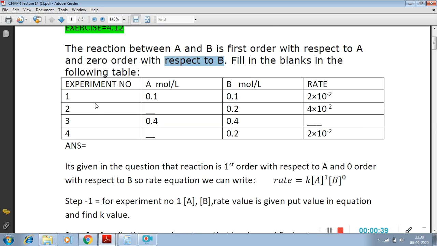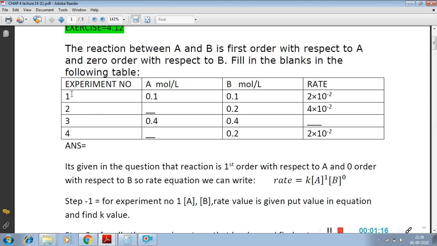Okay, so here our reaction is first order with respect to compound A and zero order with respect to compound B. Now from that you can make the formula of rate of reaction. Now here a table is given to you. In that table different concentrations are given to you. You can see the experiment number, concentration of compound A, concentration of compound B, and for that experiment the rate is given to you.